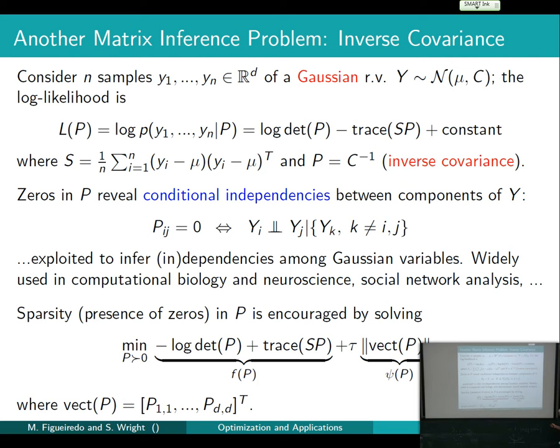It's just what you get by summing up all the absolute values of the elements of P and taking the one norm, okay? So I've got this operator vect P, which just transforms the matrix P into a vector, and then I just take the one norm of that. So that's my regularizer psi of P. I add that onto the objective, and so what's going to be the effect of this? It's going to find a matrix P that's close to being the inverse of the sample covariance, but also it's going to try to make it sparse, okay? And the bigger that I make tau, the more sparse it will make it.